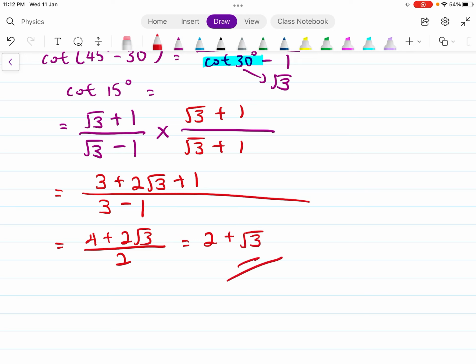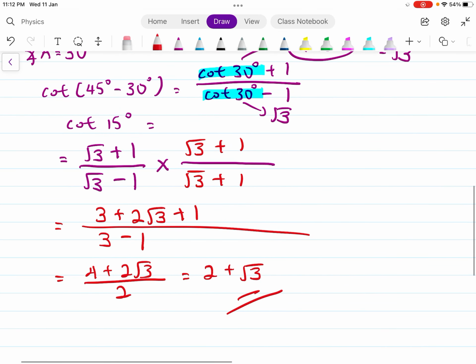So this is how we show it. The very first part, proving the identity, is testing us on whether we know our addition formula. The second part is testing us on our special angles. Alright, I hope this clears up the question.